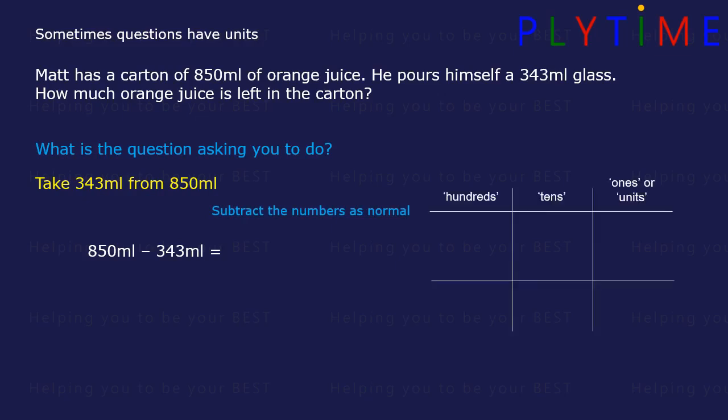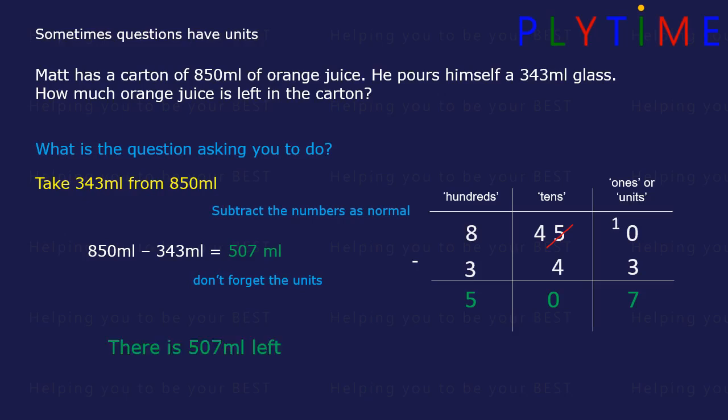850 minus 343. 0 minus 3 we can't do, so we exchange one 10 for 10 ones. 10 minus 3 equals 7. Now the next column, 4 minus 4 is 0, and 8 minus 3 equals 5. So the answer is 507. Don't forget the units, it's millilitres. There is 507 millilitres left in the carton.